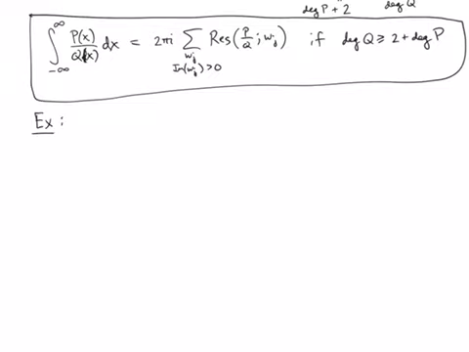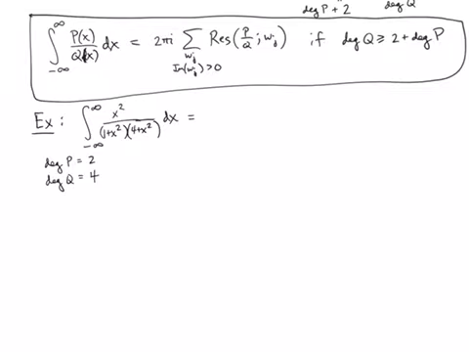So as an example, we can look at the integral from negative infinity to infinity of x squared over (1 plus x squared) times (4 plus x squared) dx. And so here the degree of p is equal to 2 and the degree of q is equal to 4. So the degree of p plus 2 is less than or equal to the degree of q here. So we can use our method.